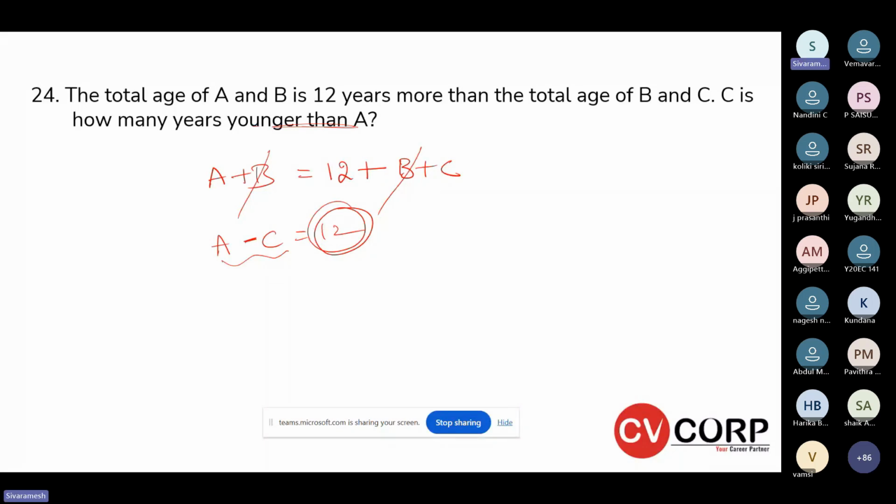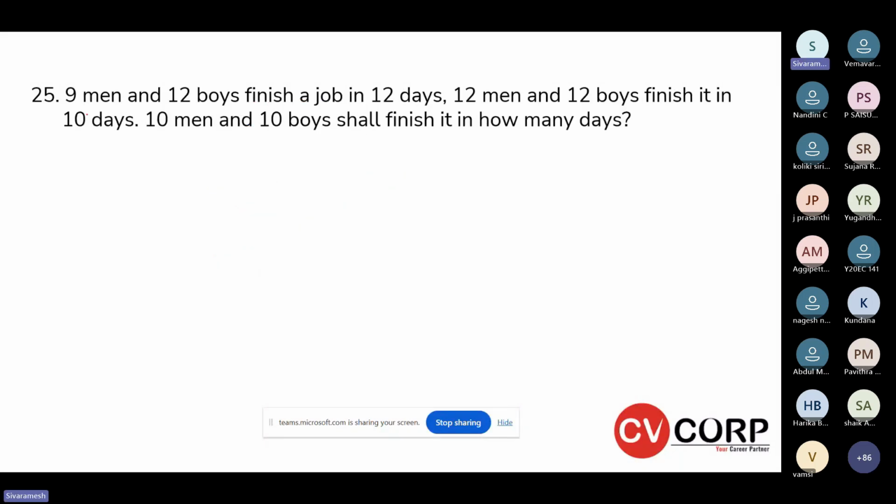And the final question comes from time and work. These questions based on working with equal efficiencies are very important. We have a rule for working with equal efficiencies. We can say that M1 D1 by W1 is equal to M2 D2 by W2. If you know this relation, like we discussed many times in the class.